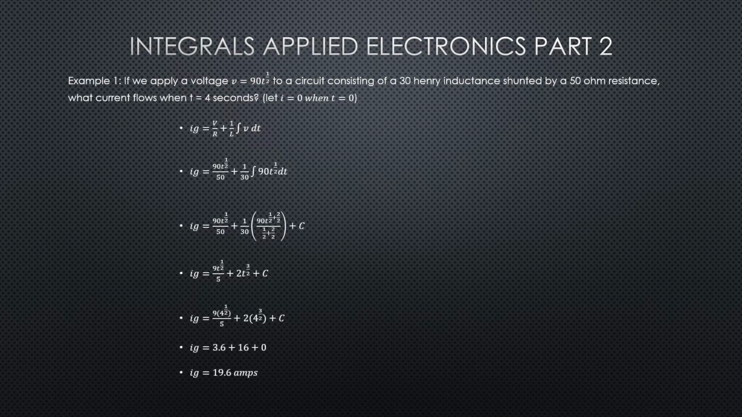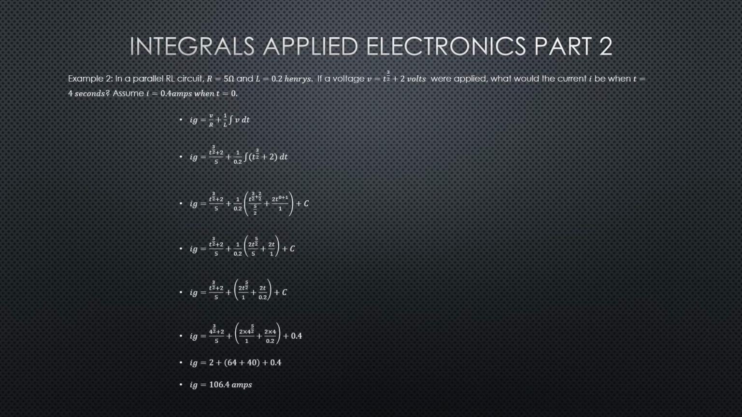The only integral is the V dt, which then becomes multiplied by the 1 over L. And our C equals 0 in this formula. We start with 0, and so you should end up with 19.6 amps when t equals 4 seconds.